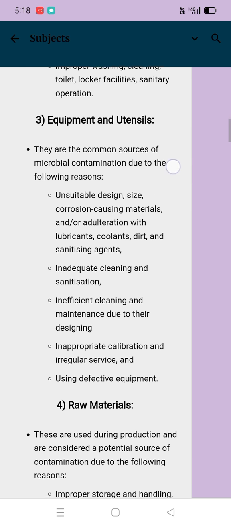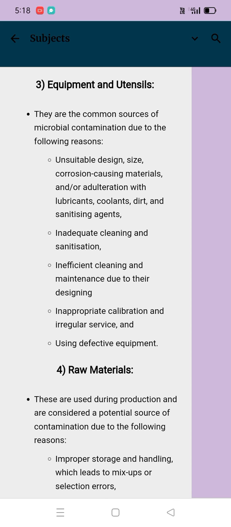Next, equipment and utensils. Some utensils may be corrosive in nature, and you cannot use those. Other causes are unsuitable design or size, corrosion-causing materials, and contamination from lubricants. Suppose the equipment is not working properly, we add some lubricants, coolants or sanitizing agents. Also inefficient cleaning, particularly not cleaning the whole area, and inappropriate calibration, if you are not going for calibration checking, and use of defective equipment, that means using equipment without checking it. All these will lead to contamination.